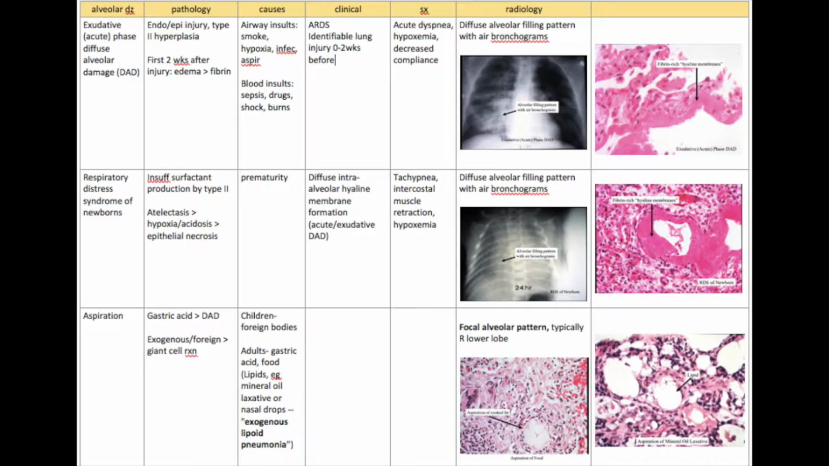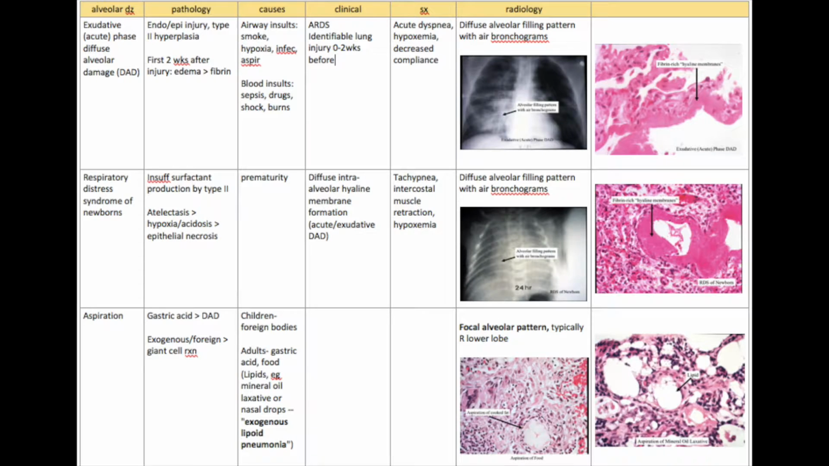Alright guys, so next we're going to go on to discuss aspiration. Aspiration, you could aspirate gastric acid, and that would cause diffuse alveolar damage. If you aspirate something that's foreign and exogenous, some form of exogenous material, that would cause a giant cell reaction, and giant cells are just a bunch of macrophages fused together. And just to note that children are more prone to aspirating foreign bodies and exogenous material, and adults are more prone to aspirating gastric acid and food and stuff like that.